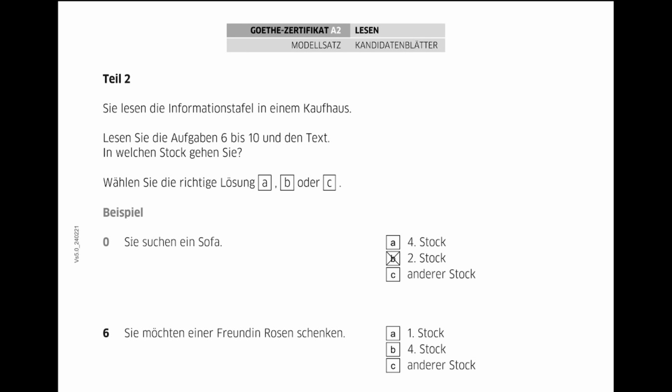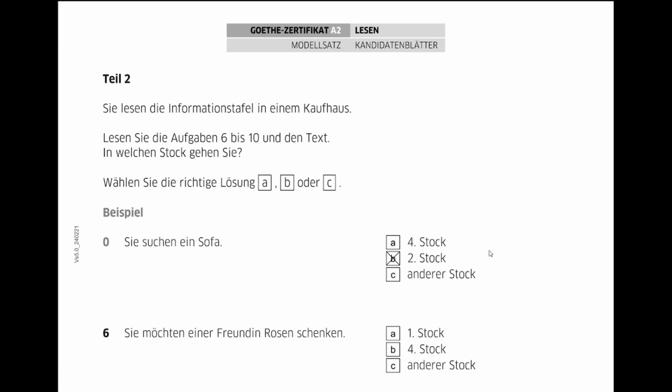Now let's go back to the question. So let's take a look at the Beispiel. So over here, they have asked the question, Sie suchen ein Sofa. So you are searching for a sofa, and then they have the different options. A is vierten Stock, B is zweiten Stock, and C is anderer Stock, which means a floor other than floor number 2 or 4. So you have to go to the notice board and see from where you will find the sofa. So over here they have said that option B is the correct one, which is zweiten Stock.